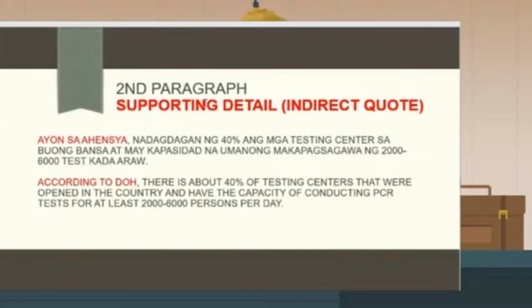Ayon sa ahensya, nadagdagan ng 40% ang mga testing center sa buong bansa at may kapasidad na umano makakapagsagawa ng 2,000 hanggang 6,000 tests kada araw. In English, according to DOH, there is about 40% of testing centers that are open in the country and have the capacity of conducting PCR tests for at least 2,000 to 6,000 persons per day. Here, this is your support, second paragraph. Then, of course, do not forget your transitional devices: ayon sa ahensya, according to DOH, the person or agency concerned, the authority.